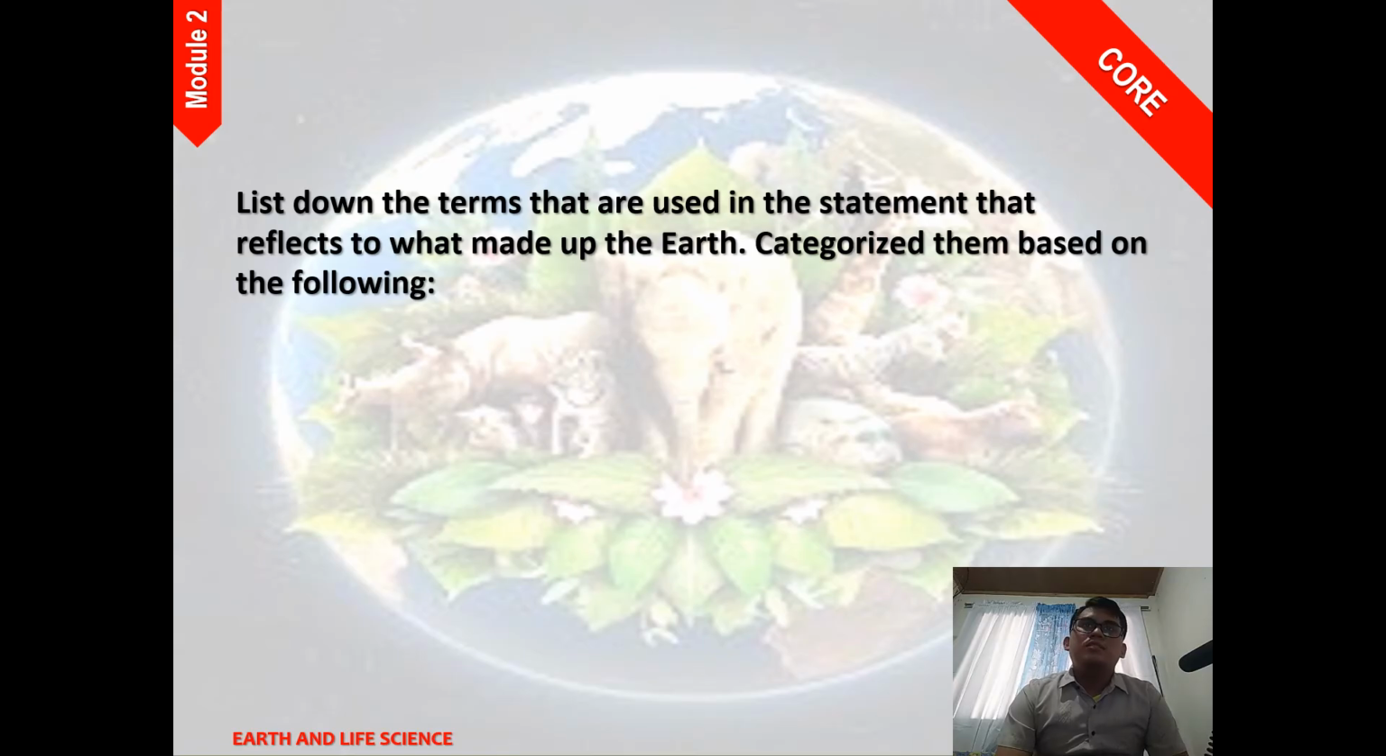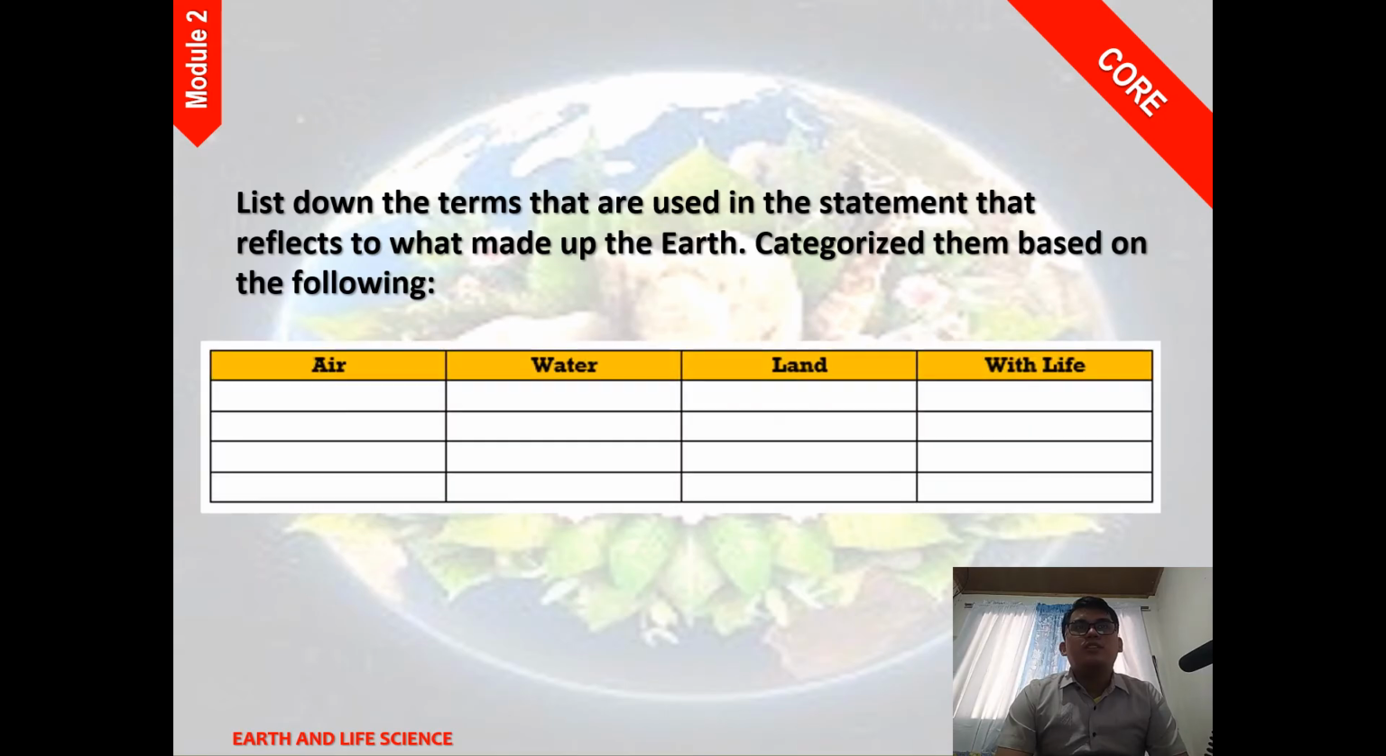From the previous slide, list down the terms that are used in the statements that reflect what made up the Earth. Categorize them based on the following: air, water, land, and with life. You have 90 seconds to answer this.